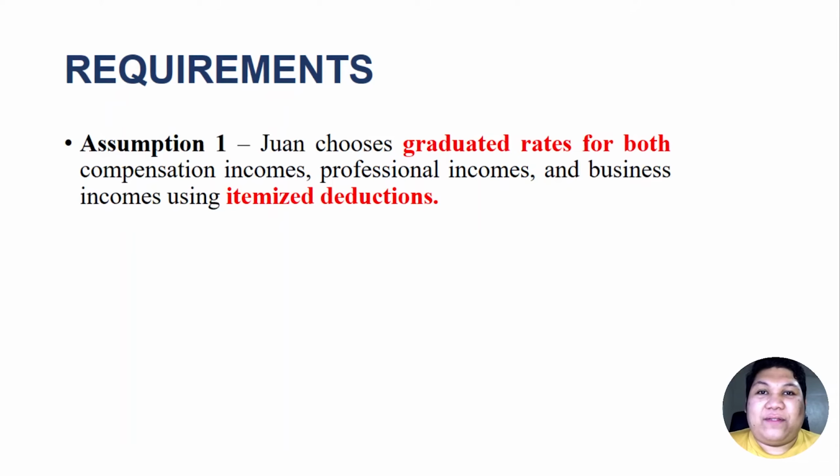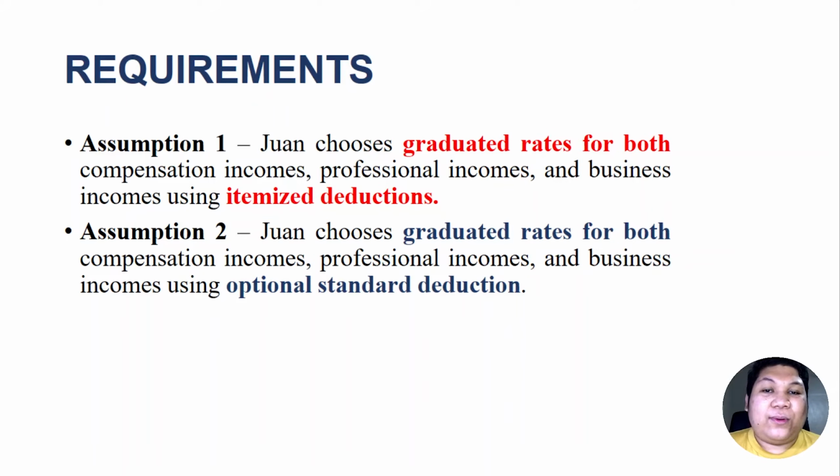So we have here several requirements. Under assumption 1, we will assume that Juan chooses the graduated rates for both compensation incomes, professional incomes, and business incomes, and he will be using the itemized deductions. For assumption 2, Juan will choose the graduated rates for both compensation incomes, professional incomes, and business incomes, but in this case, he will have to choose the optional standard deduction.